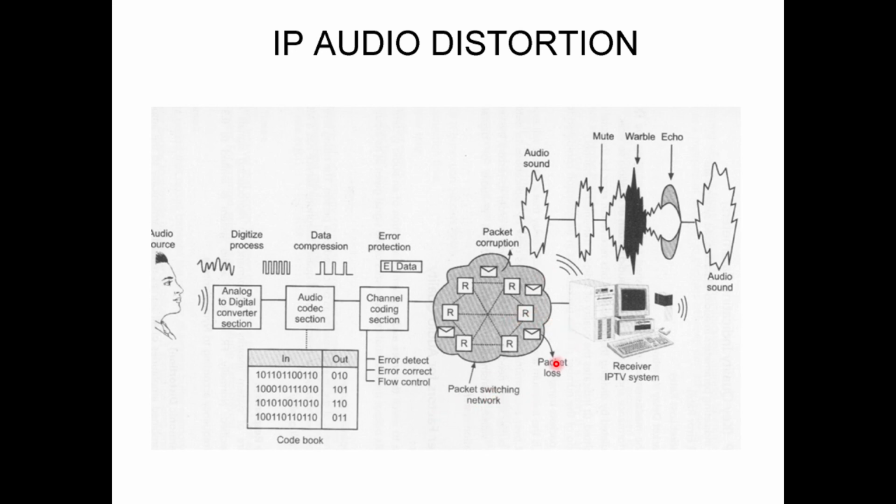Now it may happen that your packet gets lost, your packets may get corrupted, or your packet may get delayed. In that case you may find mute kind of things, warble kind of things, and echo kind of things. Okay, so these kinds of audio distortions may happen in your audio signal.